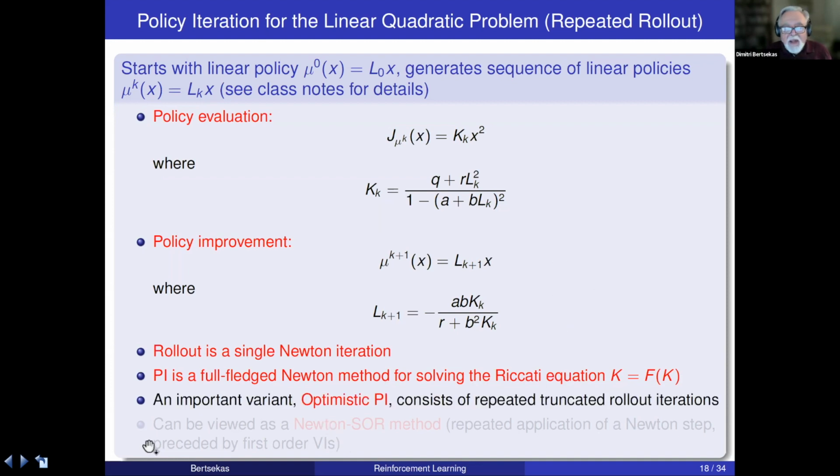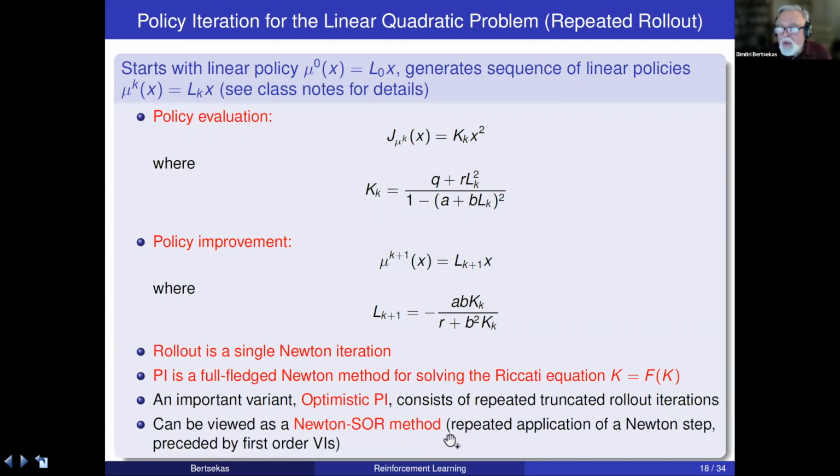There are also some variants of policy iteration. One is called optimistic policy iteration, where instead of using a rollout, we use truncated rollout. Basically, this amounts to policy evaluation by a finite number of value iterations. It can also be viewed as a Newton step. There's always a Newton step at the end, and the preceding value iterations define the starting point of the Newton step.